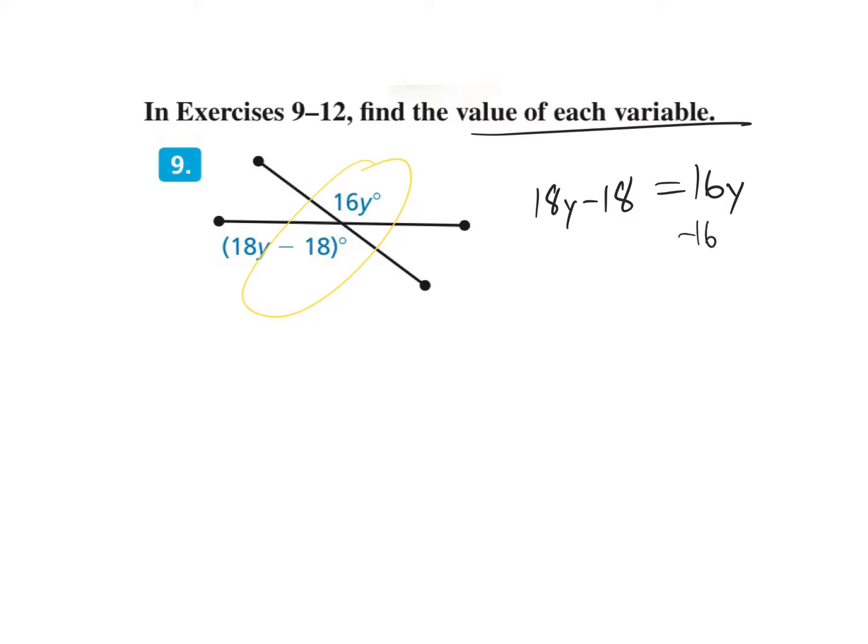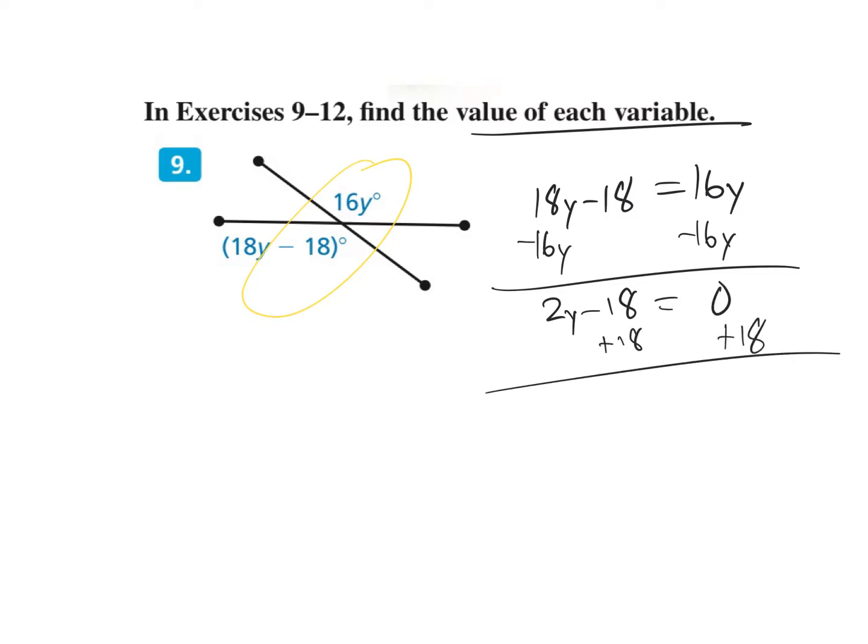We need to get them together, so I'm going to subtract 16y from both sides. And then I'm going to add 18 to both sides. Addition property of equality. And I'm going to divide by 2. Division property of equality. And there you go. Y is equal to 9.